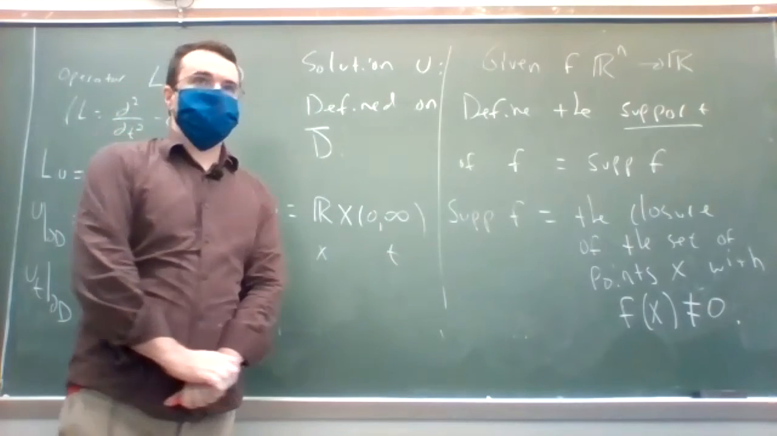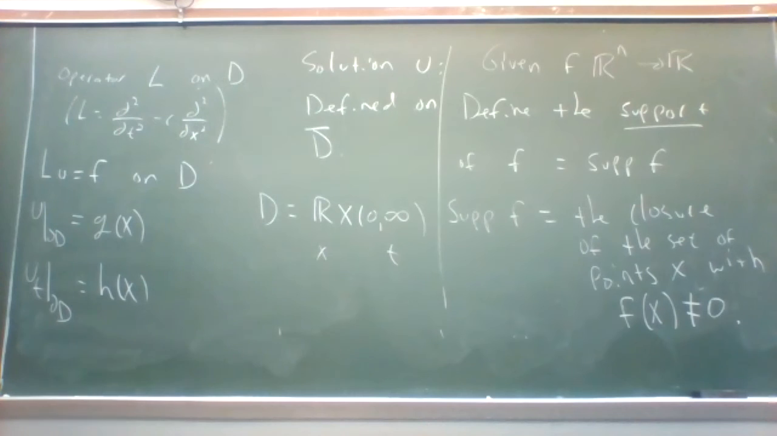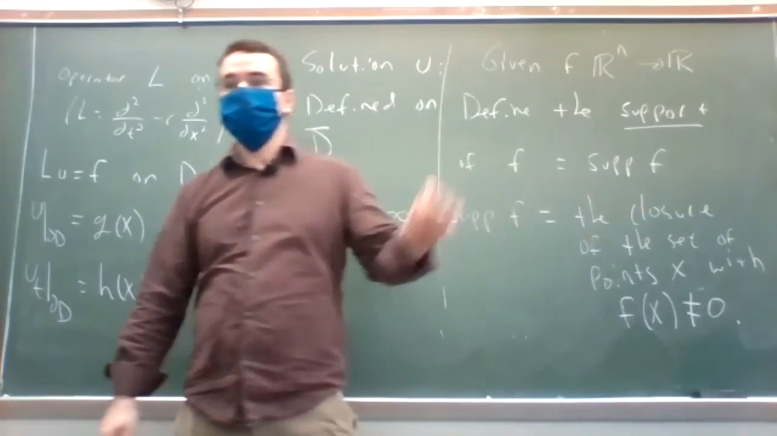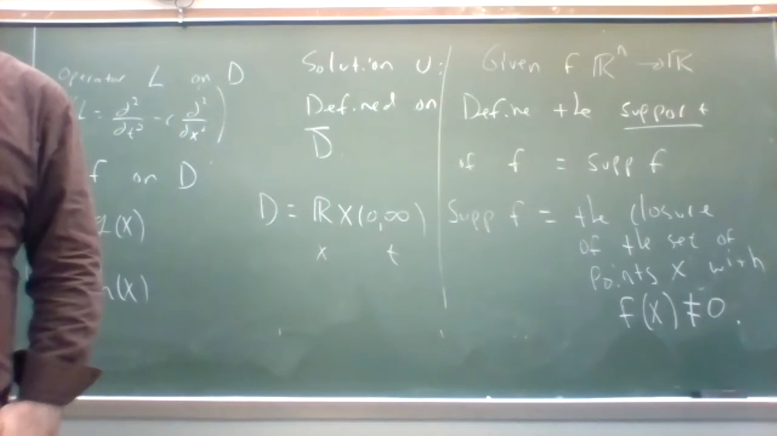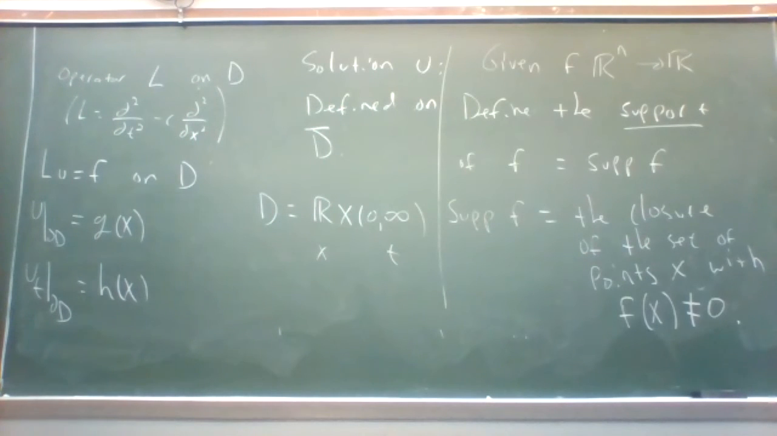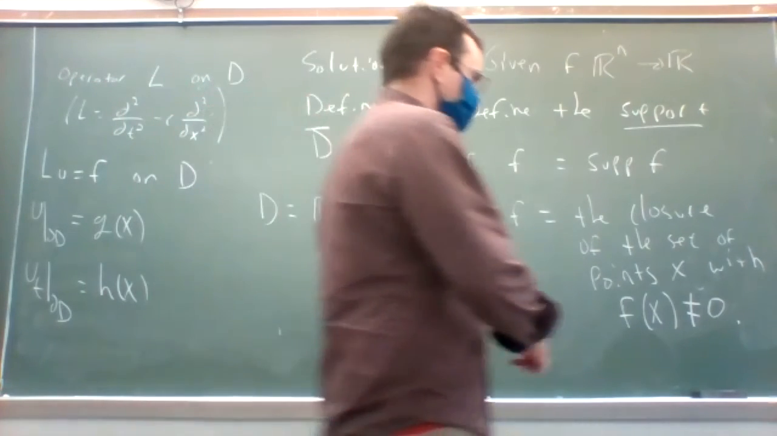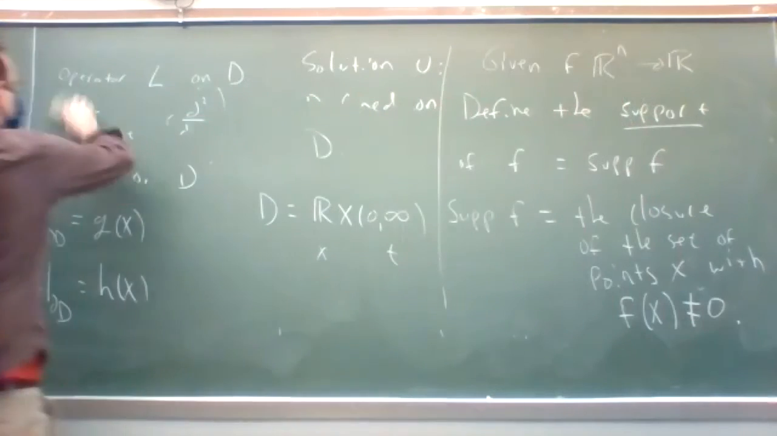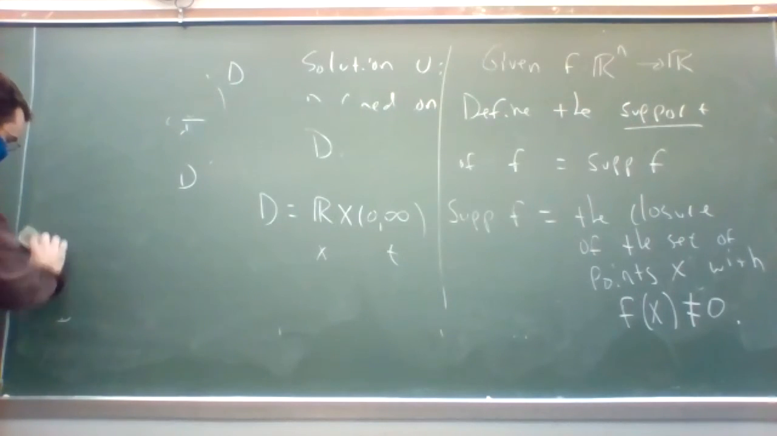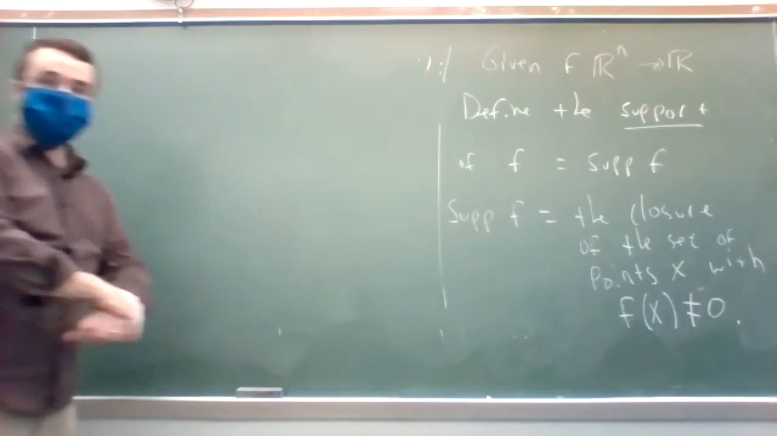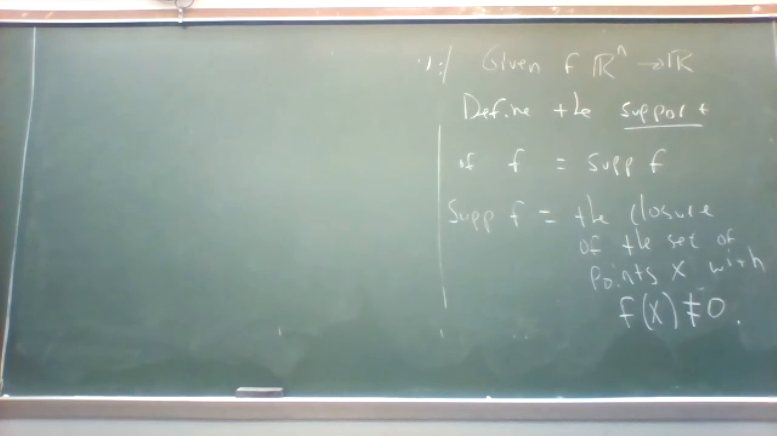So intuitively, the closure is kind of like the set of places where f of x is not 0, but it's not exactly that. It's that including all the boundary points. The reason why I mentioned that is so that I can at least talk about the one-dimensional version of Huygens' principle.